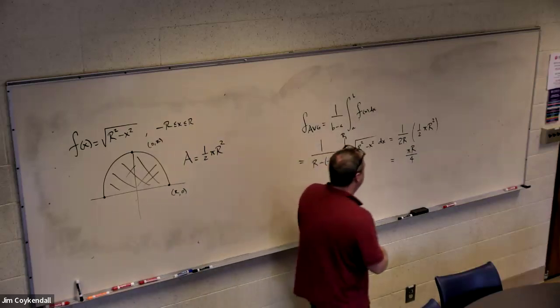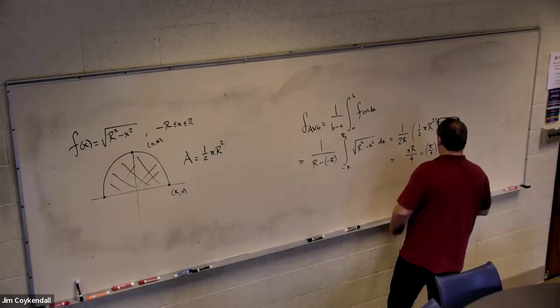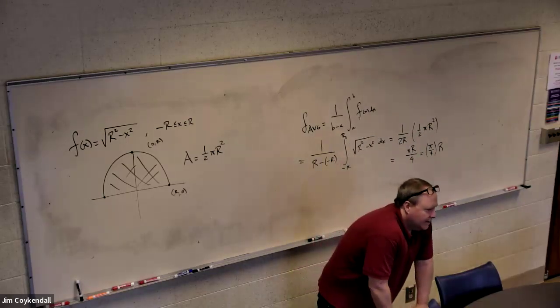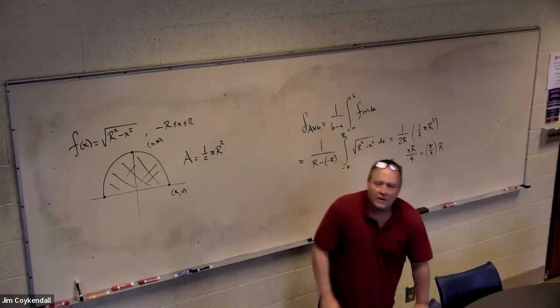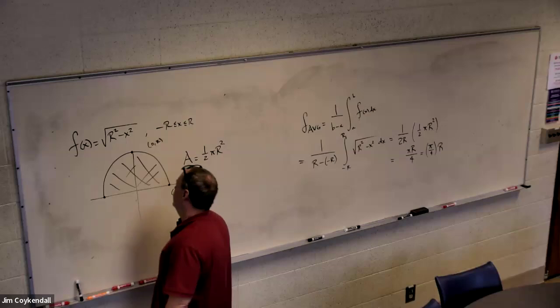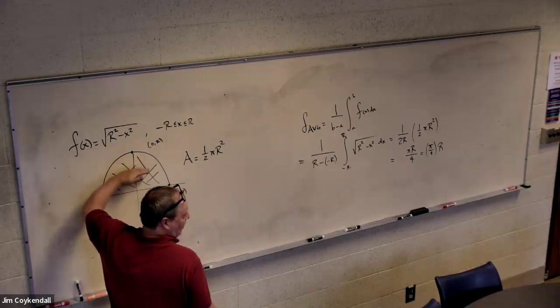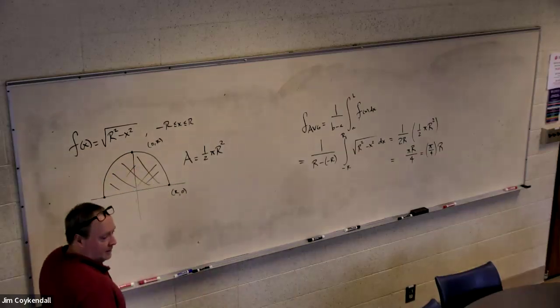So if you think of it this way, that's its radius times pi over 4, which is a little bit bigger than 3/4. So the average value of the function should be about 3/4 of the way up, but a little bit more than that.